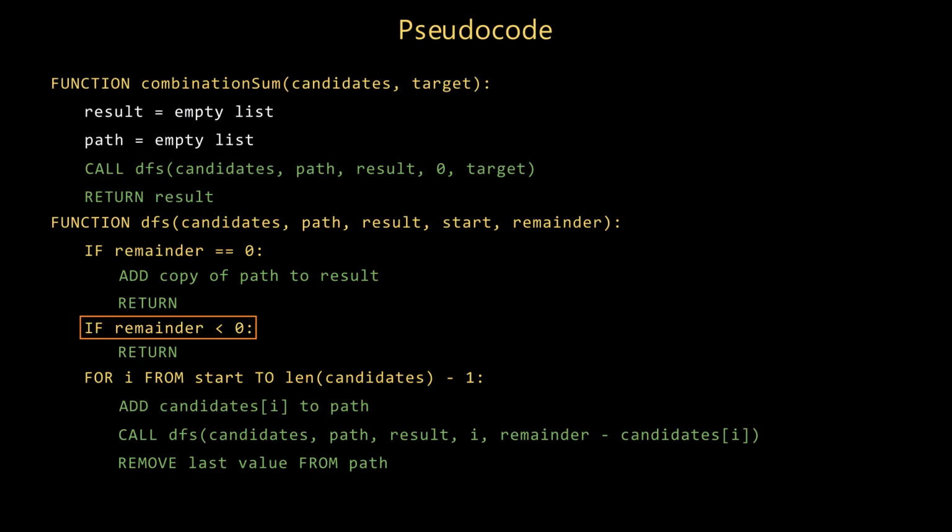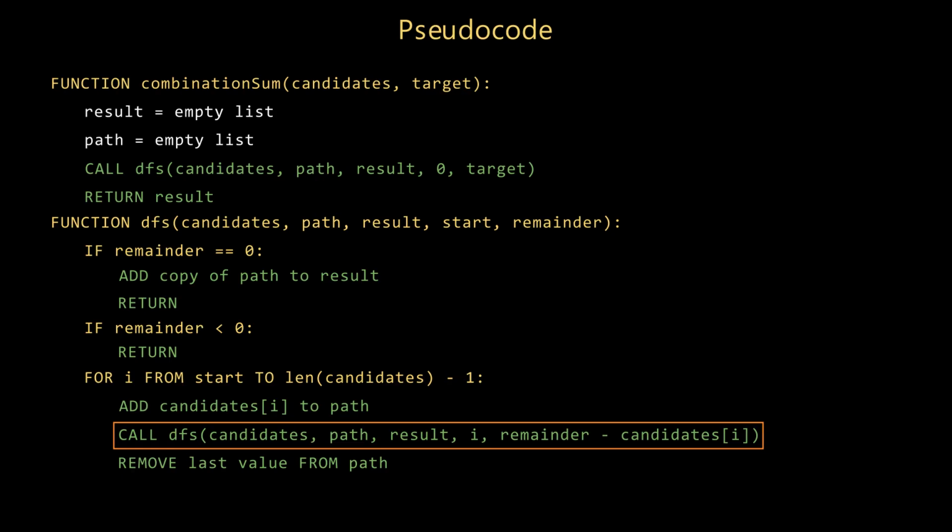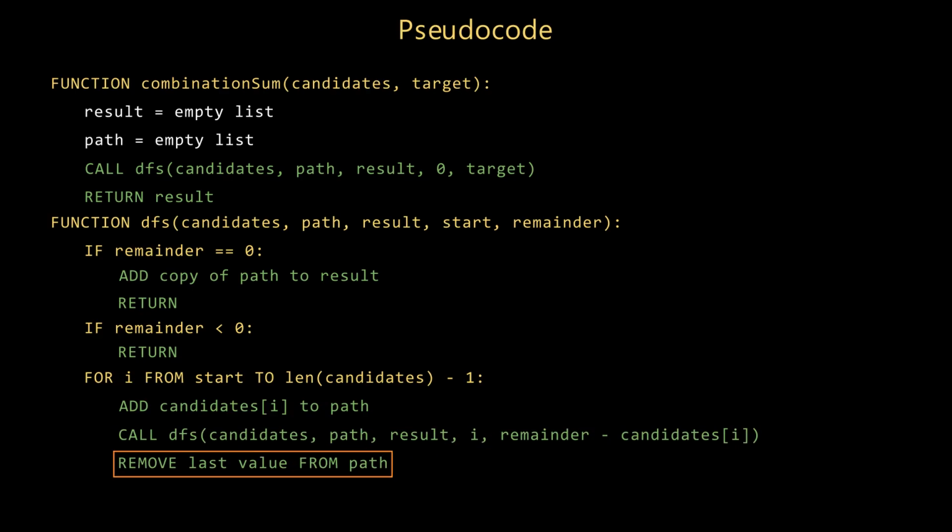If remainder went negative, we overspent and must abandon this branch. Return immediately without recording. Try every candidate index from start through the end of the list. Push the chosen value onto the current path before recursing. Recurse with the same start index so the same candidate may be reused without limit. Pop the last pick to backtrack and try the next index choice.